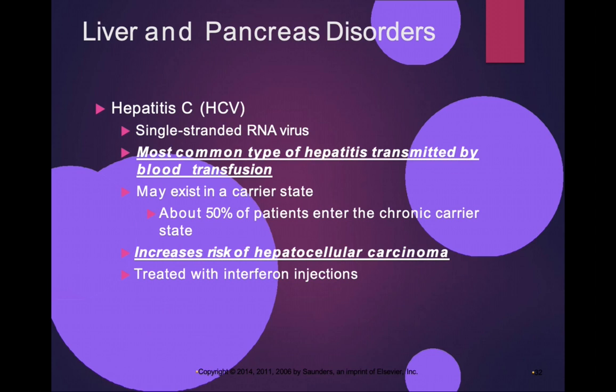This is the most common type of hepatitis transmitted by blood transfusion, and this is the one that has increased risk of hepatocellular carcinoma. Actually, types B and C have been linked to liver cancers. Hepatitis B and C have been linked to liver cancers.